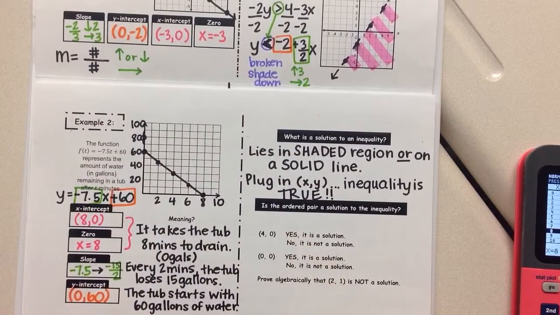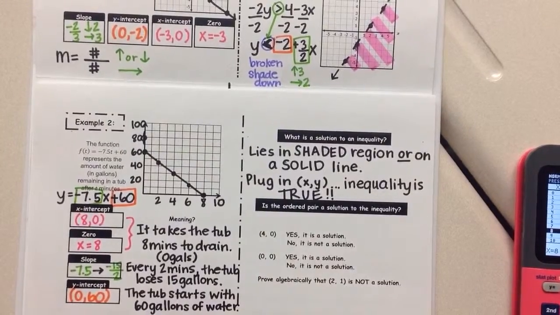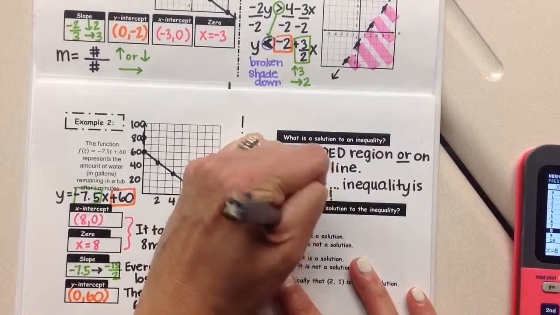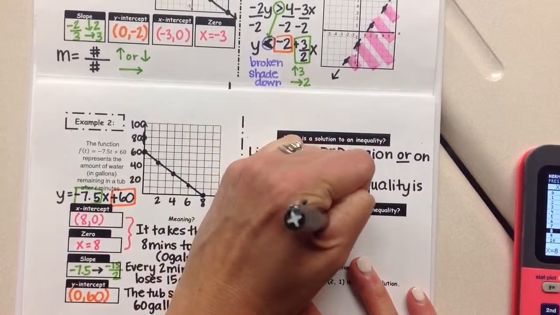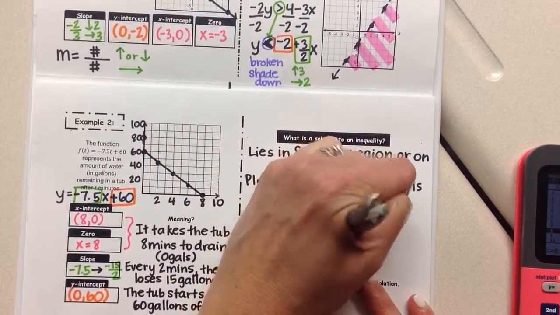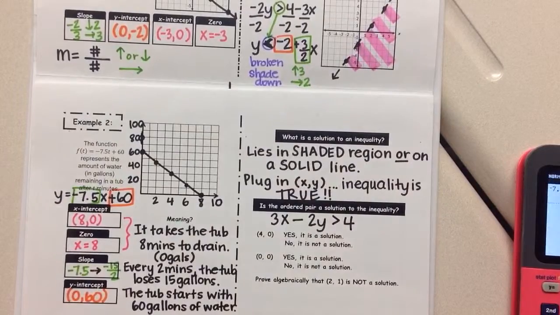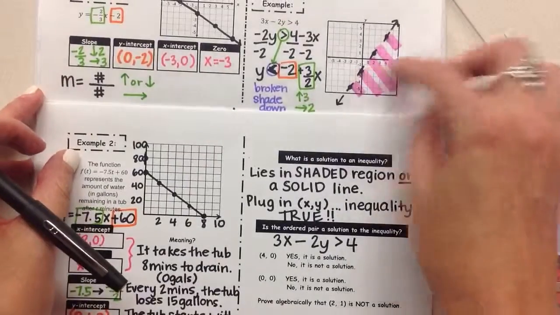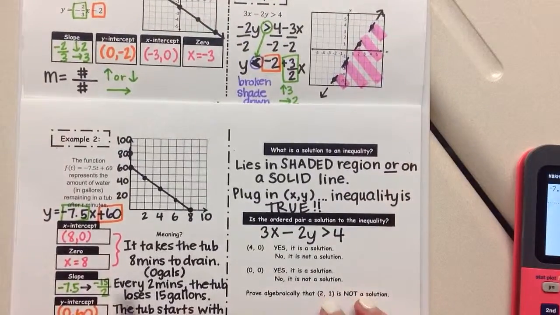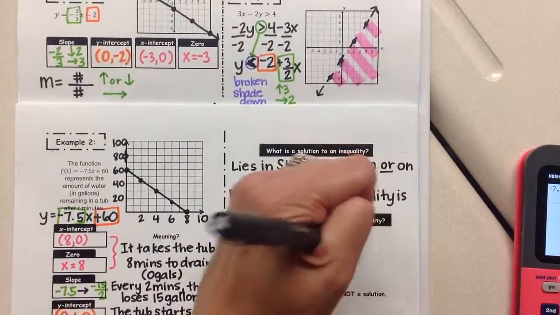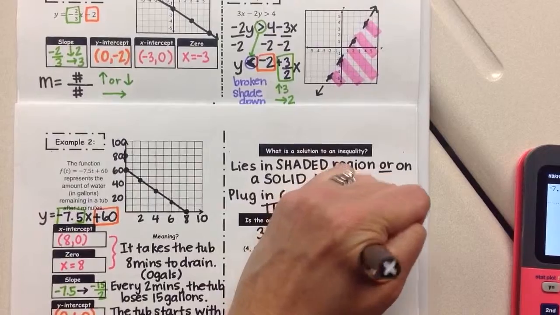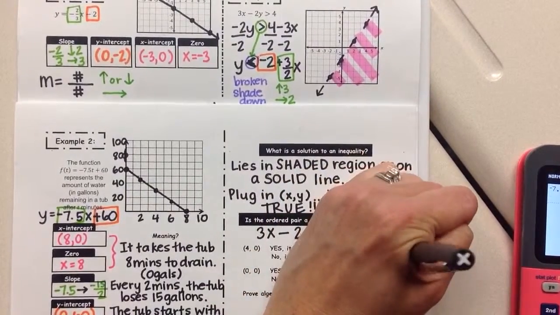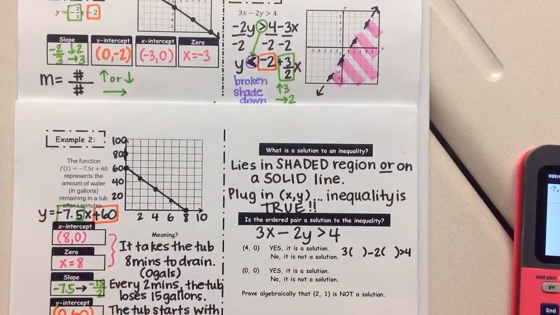So we're going to check for (4, 0) in the solution to the inequality. And we're going to use the inequality above: 3x minus 2y is greater than 4. Okay, so I could plug in the ordered pair for that to see where it lies. Or what I'm going to do is plug it into my inequality. If they give you the inequality, it's faster to just do the math because you can check it in your calculator really, really quick.